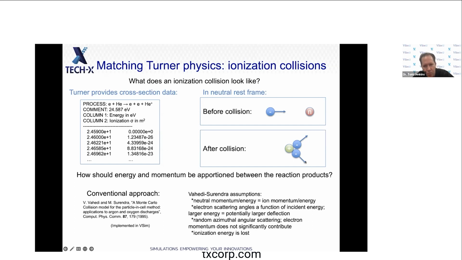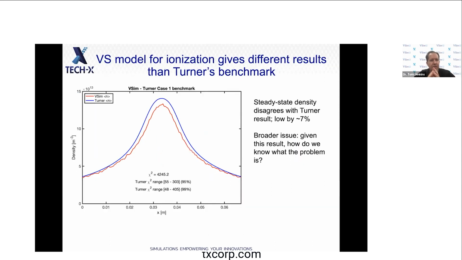and then we send the discharge products off somewhere. In the Vahedi-Surendra approach, this angle that we send the products off at is a function of incident energy, and we get larger energy, meaning larger deflections. We scatter off randomly in the azimuthal angle going around the incident unit vector because the electron momentum is very small relative to the neutral momentum that we're in the frame of. And when we take this collision and we put it into the Turner problem in VSim, we do not agree with Turner's results. We get a density that's low by about 7%.